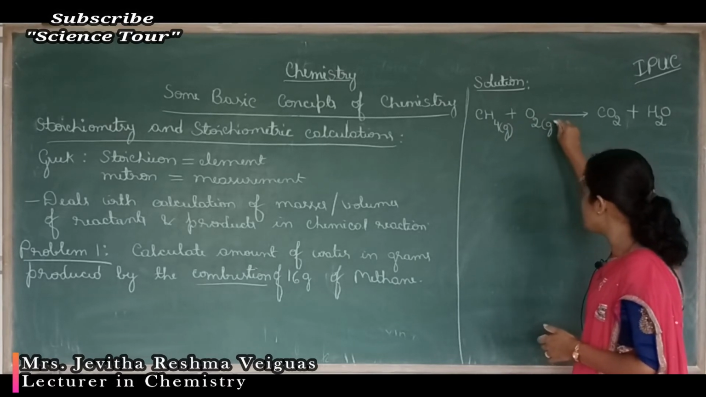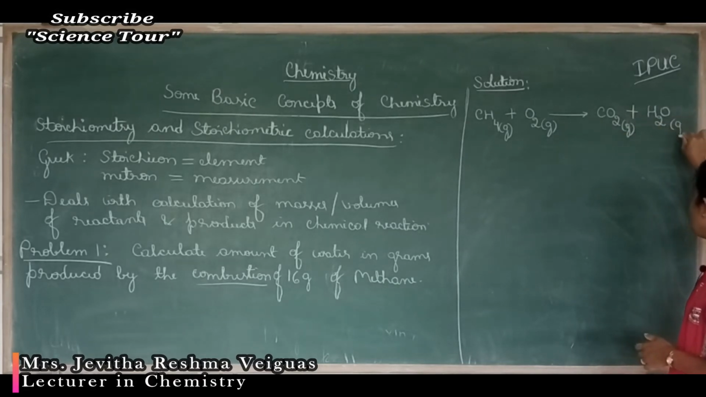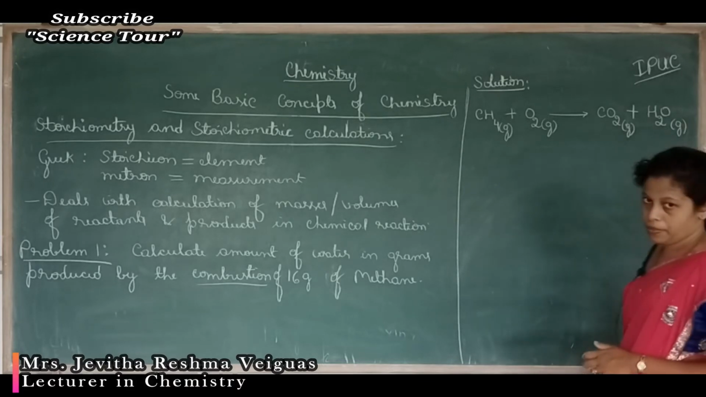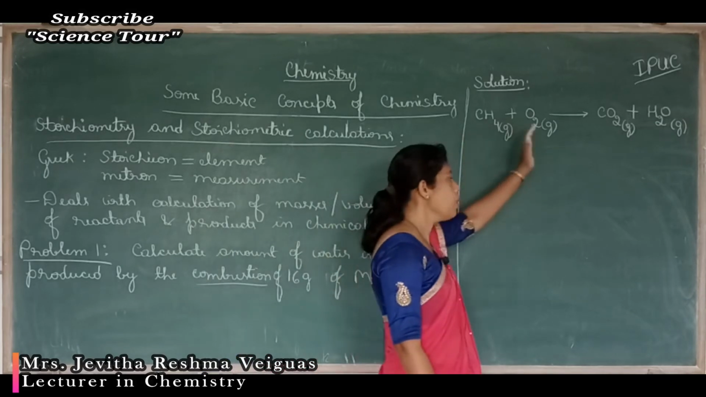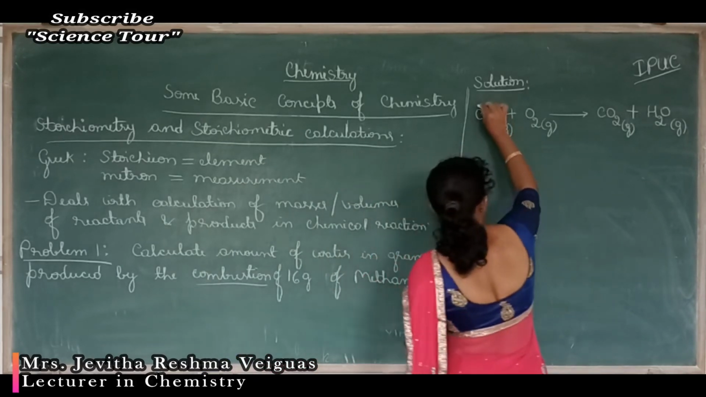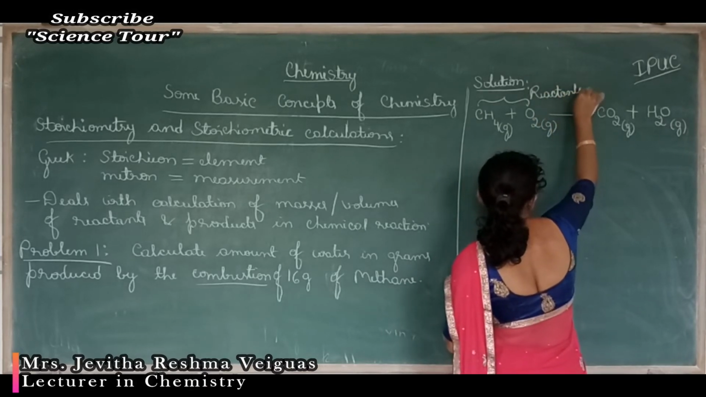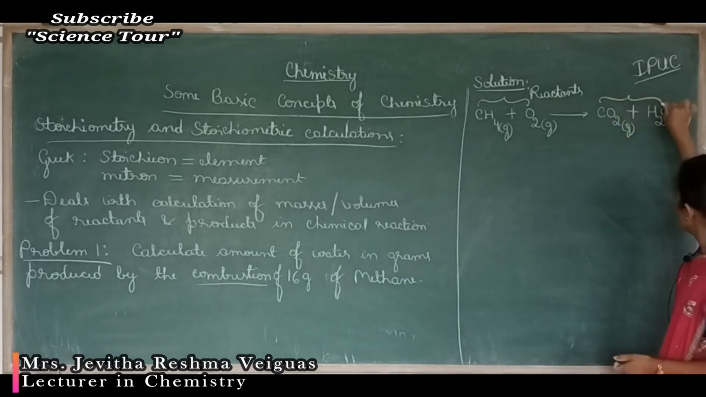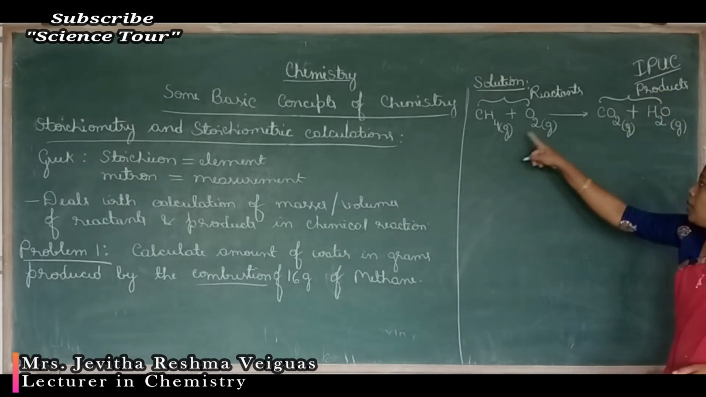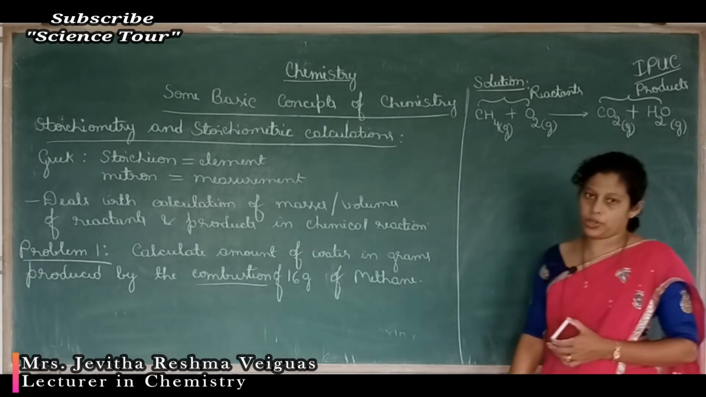Oxygen, anyhow you know it is a gas. Carbon dioxide is a gas. Water at high temperature exists as vapor, meaning a gas. So here the reactants are CH4 and O2. These two are reactants, the ones which undergo reaction to give the new compounds, which are called products. In the reaction, methane and oxygen are reactants, carbon dioxide and water are products.